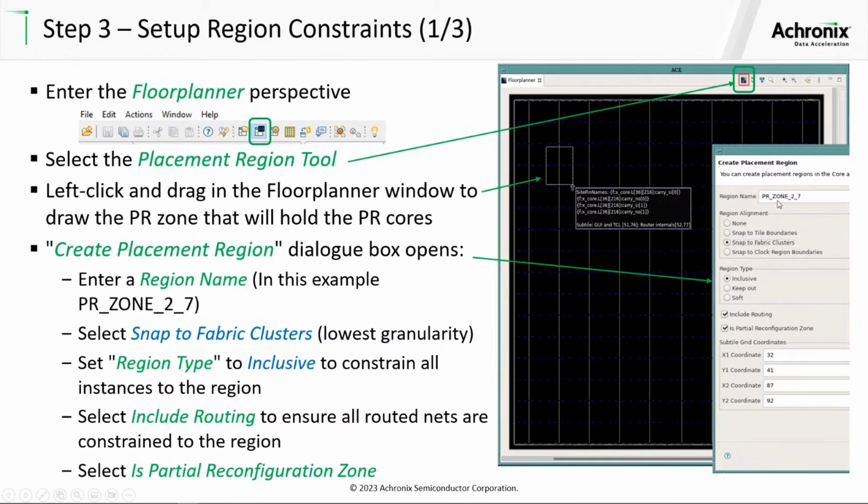So maybe you have multiple regions in here, and each region has 3 cores that you're going to put in there. You just have to make sure they're uniquely named. So in this case, we're just calling it something generic. We're calling it PR zone 2 to 7.